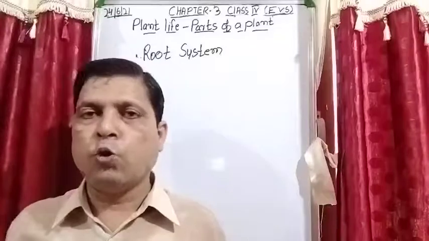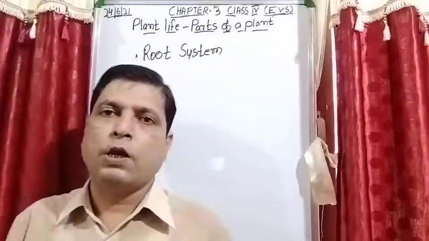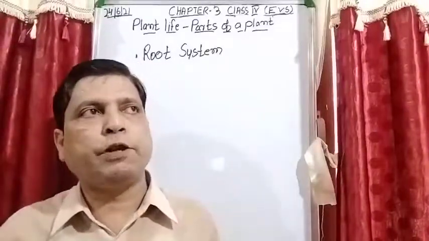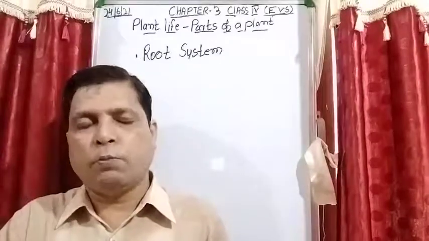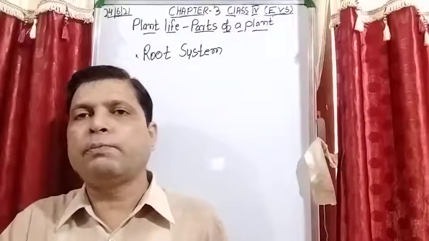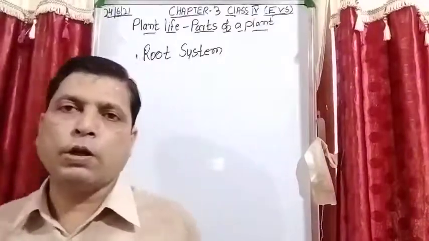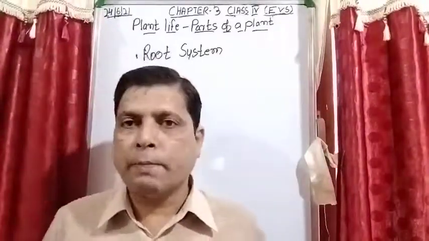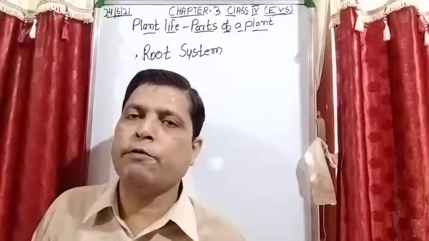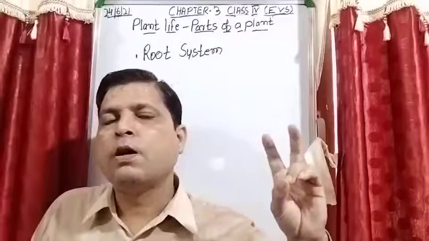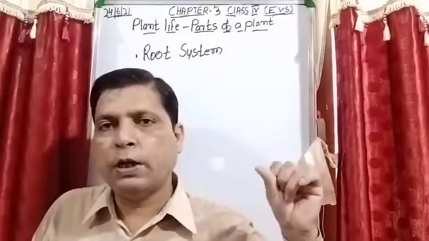video also. Don't be confused between stem and shoot, because children think the definition of shoot is the same: part of the plant above the soil, and stem is also part of the plant above the ground. But don't be confused, stem is a part of the shoot system. So what does the stem bear? Stem bears branches, leaves, flower, fruit.